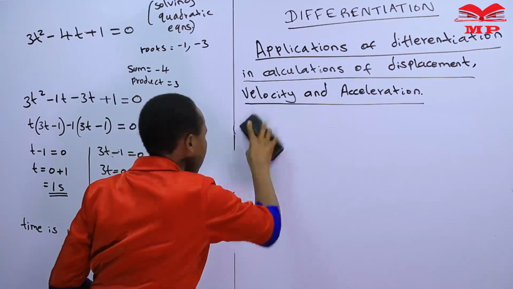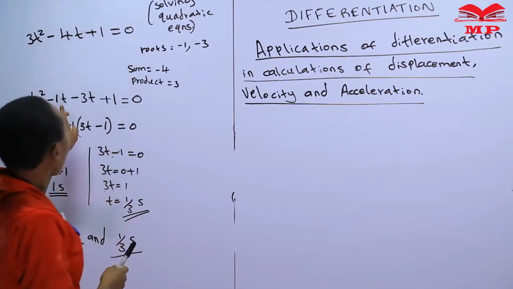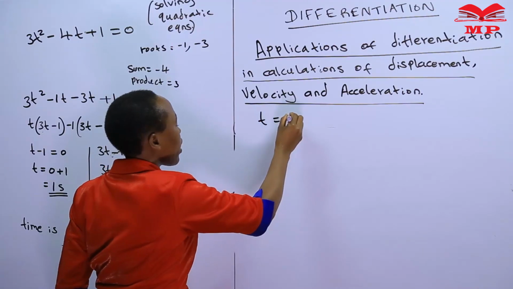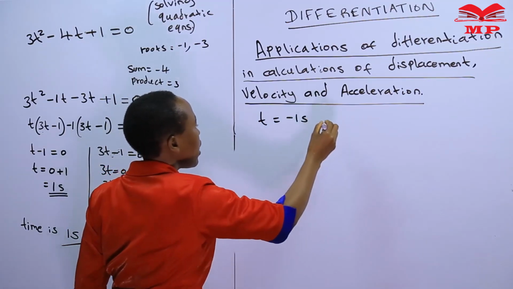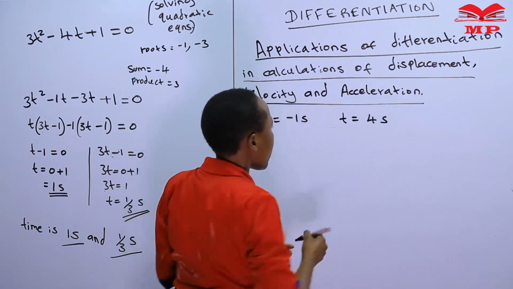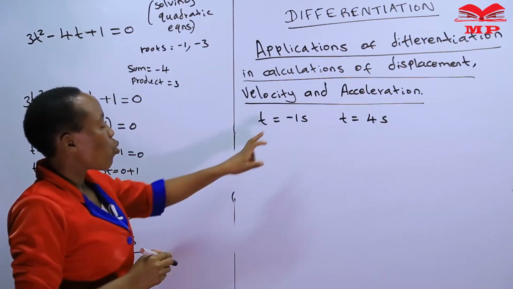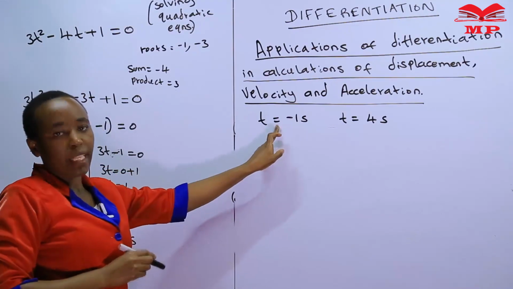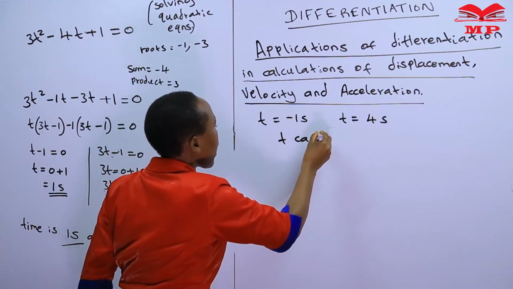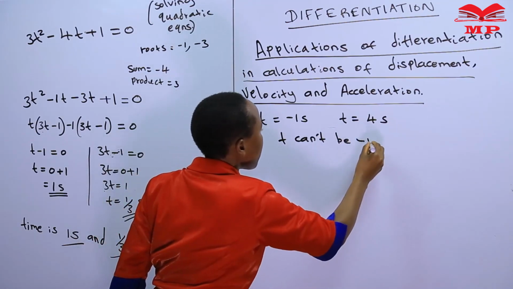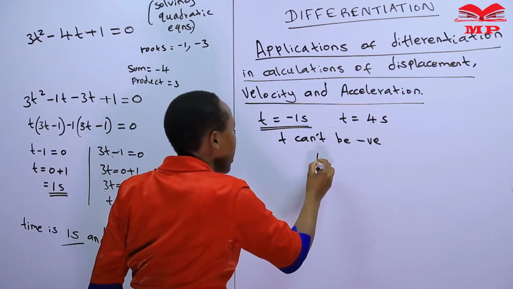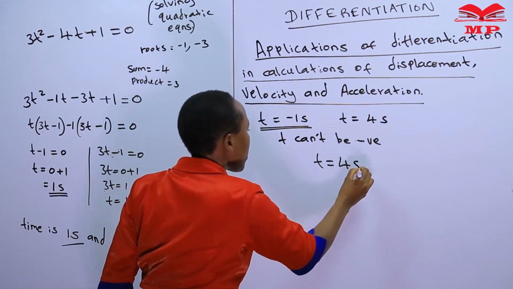In another case, you'll find that you are getting a quadratic equation. Sometimes you may calculate the time and you get, for example, time as maybe -1 second, and you get time again as 4 seconds. In such a case, you do not write the negative time. Time cannot be negative. And therefore, you don't consider this one. You only consider the time is equal to 4 seconds.